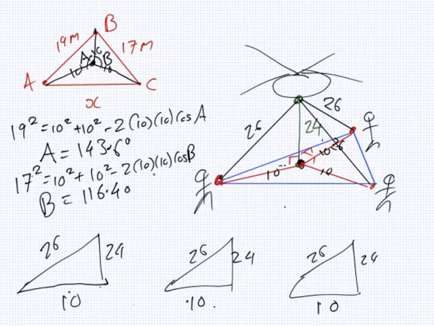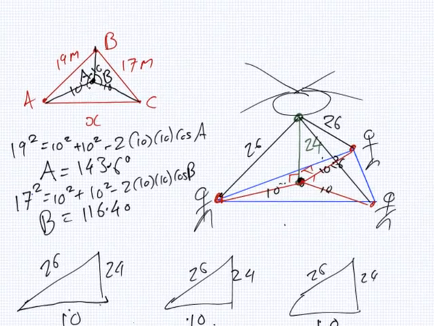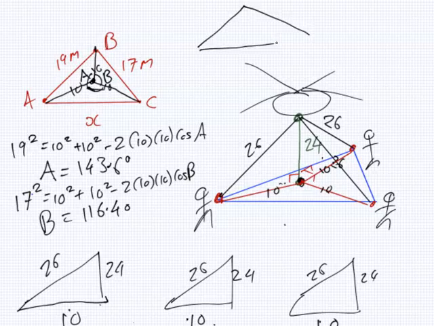116.4 degrees. So now finally I can get this angle here, which is what I really want. So let me just draw the triangle again. 10, 10, x, and this angle here. 360 minus 143.6 minus 116.4, is it? Yeah, 100. So now I can get my x.